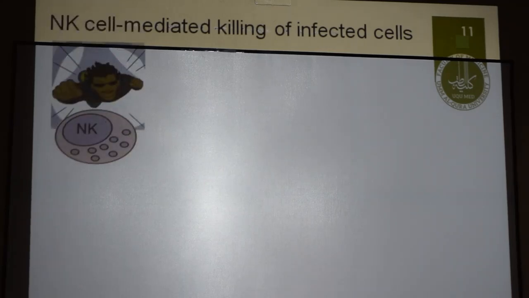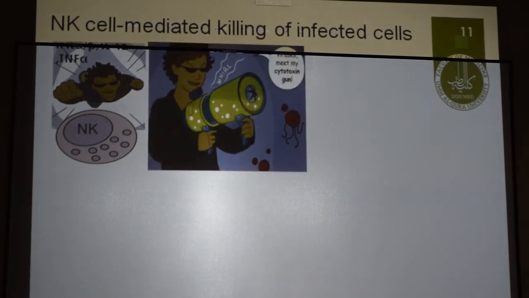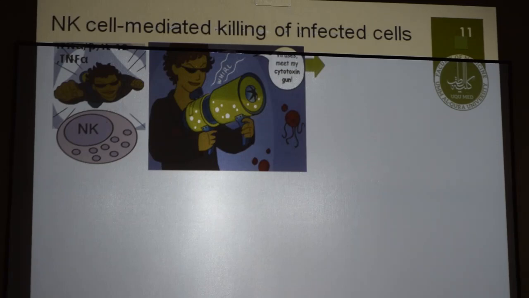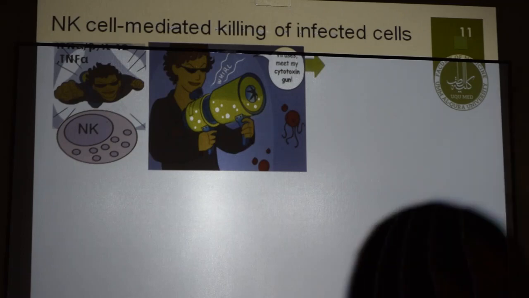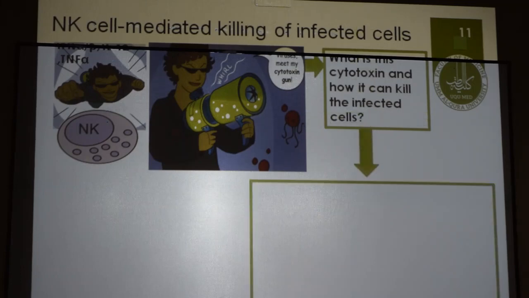So now the natural killer cells are coming. By what? They will be called by type 1 interferon produced by epithelial cells, plasmacytoid dendritic cells, macrophages, and TNF alpha and IL-12. So they come with their properties. What is the killing property of natural killer cell? No, killing property. How are they going to kill? Granzyme, perforins, what else? Fas ligand, very good. So they are going to do that, and that's why it has a cytotoxin gun. They will kill with their perforins and granzymes.